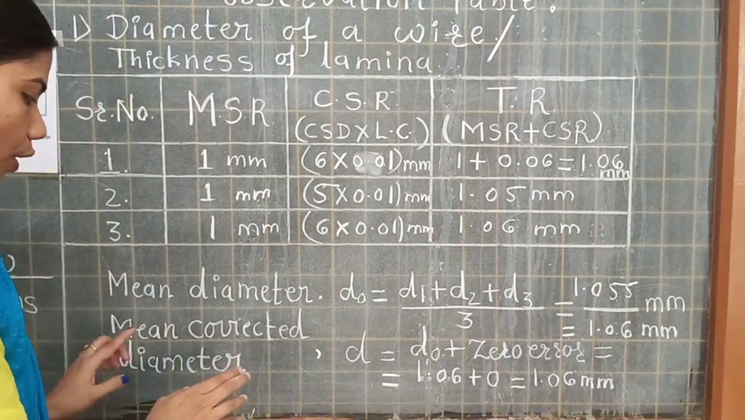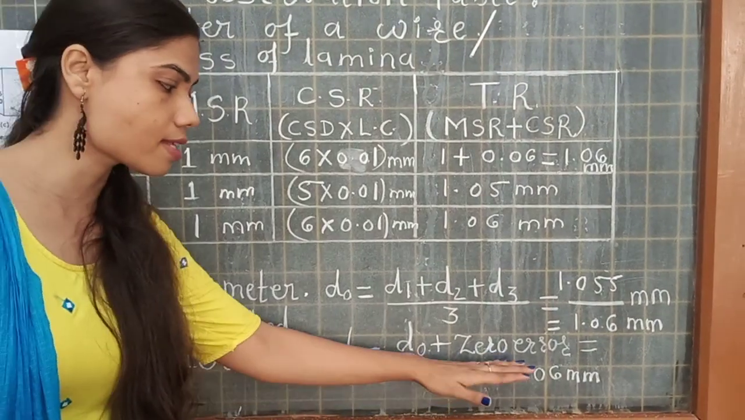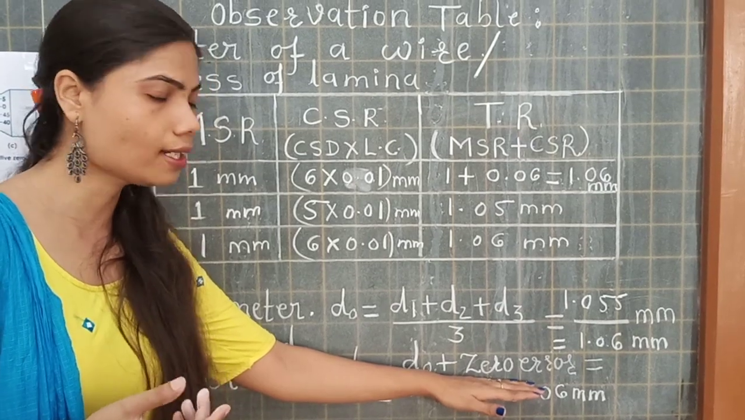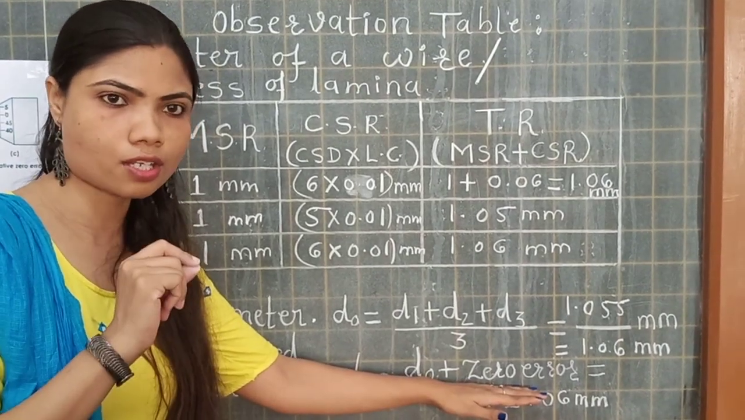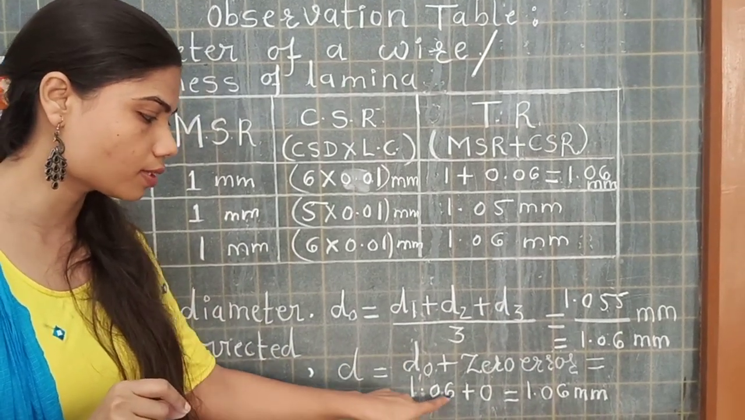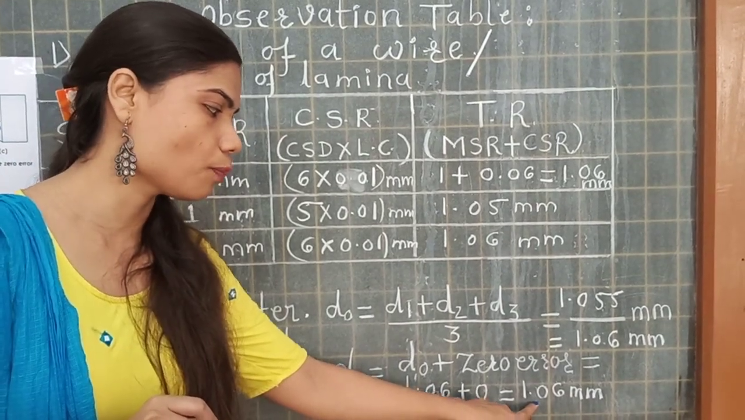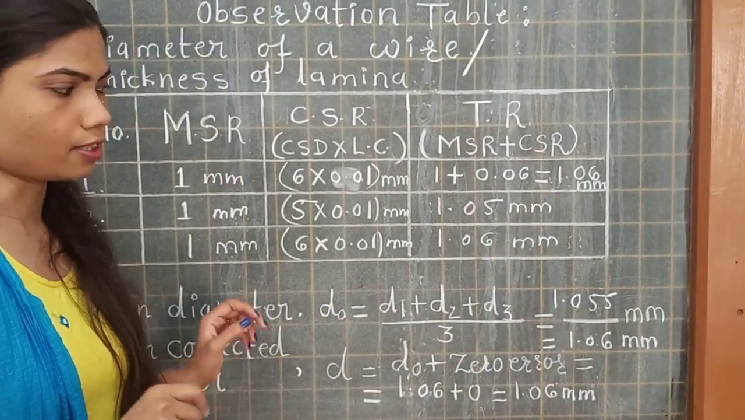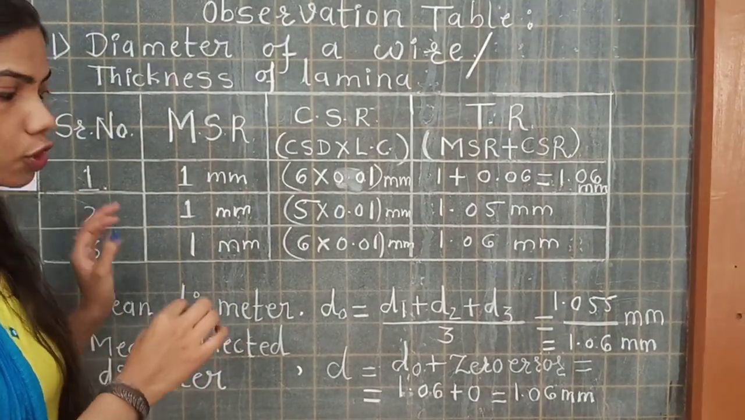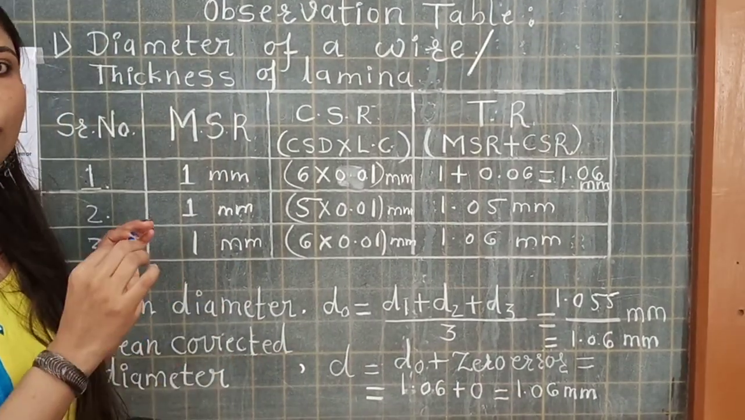Now I have also told you about the mean corrected reading. This corrected reading means zero error should be introduced there. As I had already shown you our instrument, in our screw gauge there is no zero error. Therefore, this mean diameter 1.06 mm is added with zero error, that is 0, and the final result is 1.06 millimeter. So, the diameter of the given wire with the help of screw gauge is found to be 1.06 millimeter. This is your final result.